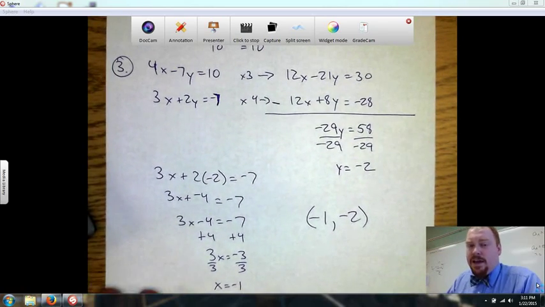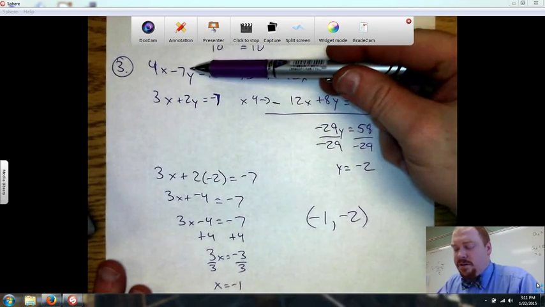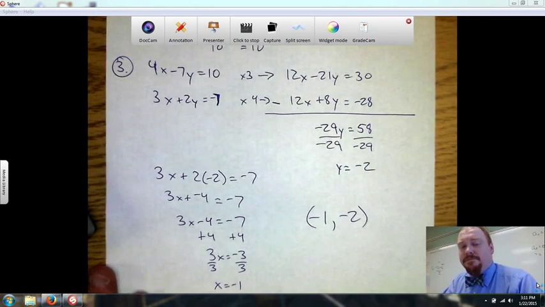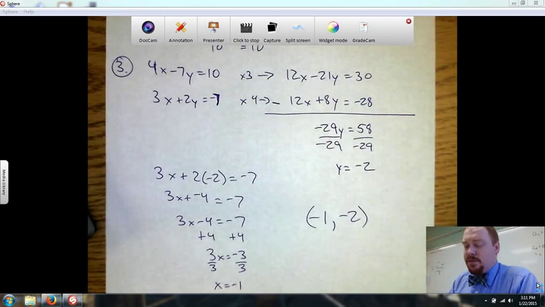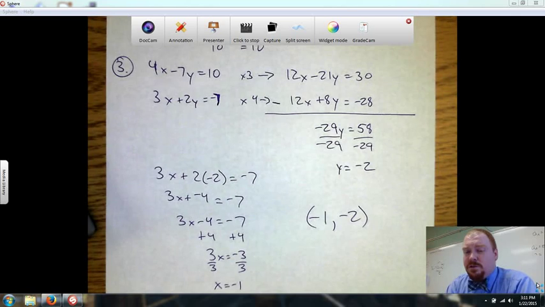and I can double check that by plugging that back into the top equation now. Okay, that is our video reviewing using substitution or elimination.